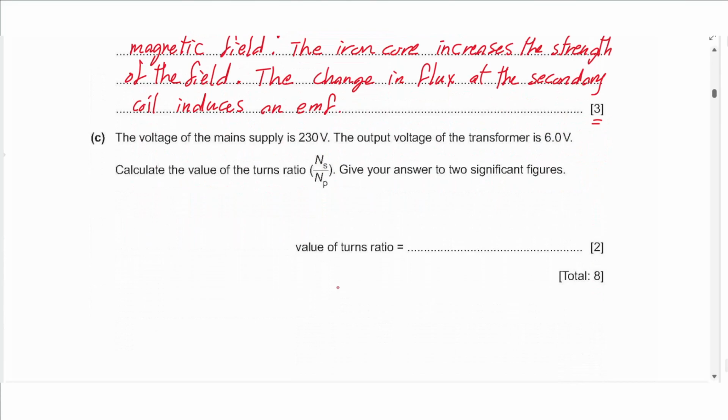C says the voltage of the main supply is 230 volts. The output voltage of the transformer is 6 volts. Calculate the value of the turns ratio NS over NP, which is secondary to primary. Give your answer to 2 significant figures. So NS over NP is equal to VS over VP, since they are proportional, which is equal to 6 divided by 230, which is approximately equal to 0.026 or 3 over 15.